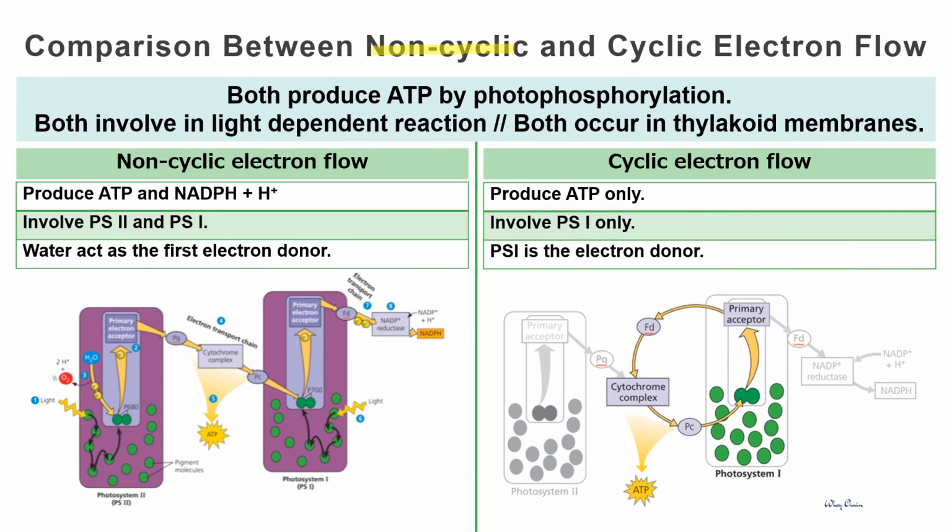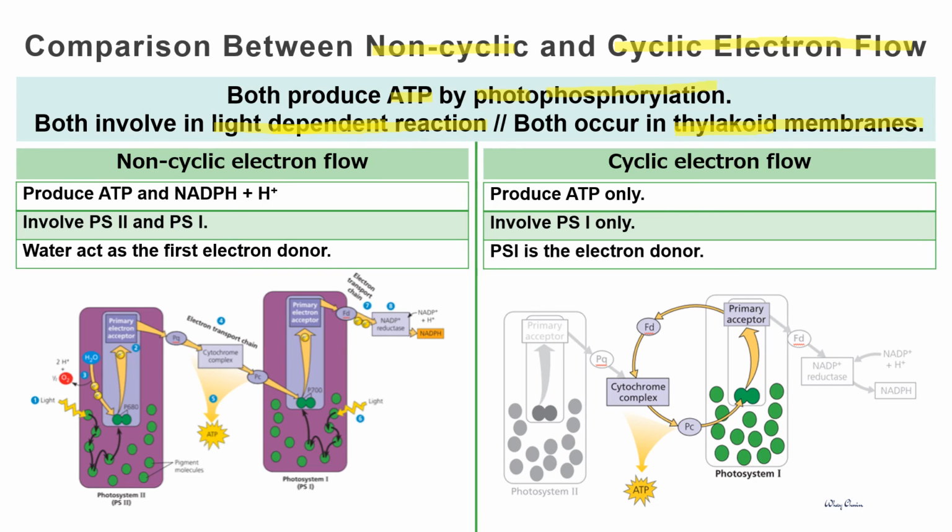Both non-cyclic and cyclic electron flow are types of light-dependent reaction. Dependent means that they require light energy or photons. So it occurs at the thylakoid membrane of the chloroplast, because this is where chlorophyll, the photosynthetic pigment, is found. It is able to absorb light energy. The main function of the light energy absorption is to produce ATP through a process called photophosphorylation.